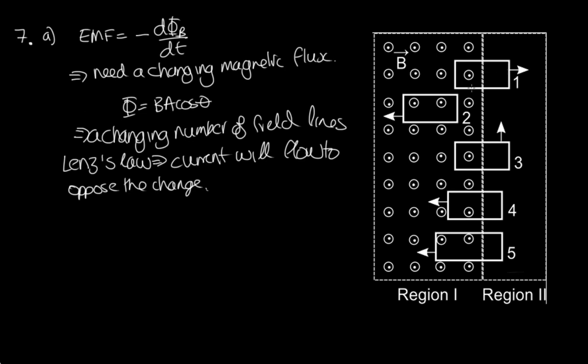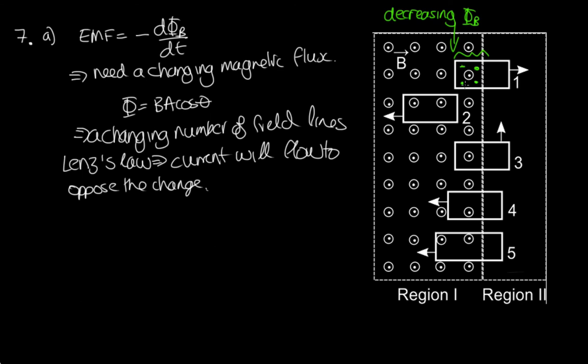Okay, so let's keep that in mind and consider each of these loops. Loop 1, the loop is moving to the right, and so as it moves there's less and less magnetic field lines going through it. Let's grab a different colour, because less and less of it is in this region, and it's only the bit in this region which contributes to this. So this one has decreasing phi B. Okay, so what's going to happen is it's going to have current flowing through it, and that current's going to flow to try and induce a magnetic field which is coming out of the page as well, so that it adds to this one here.